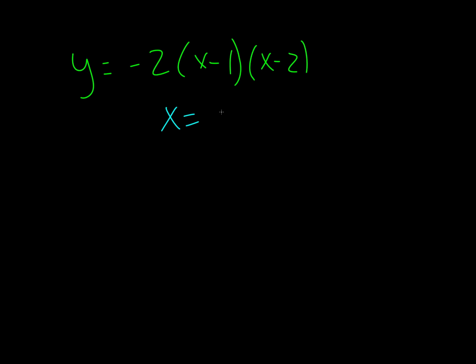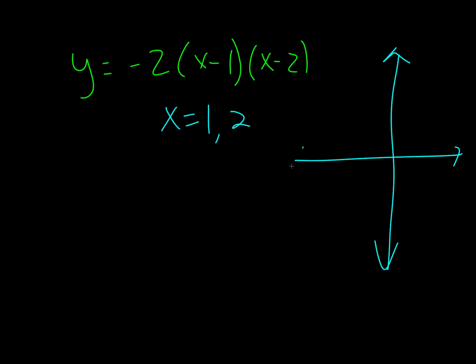Okay, we're going to try another one like that. So y equals negative 2 times quantity x minus 1 and times x minus 2. So the first thing, pull out the x-intercepts. So it's going to be 1 and 2. And so we go 1, 2. Now the axis of symmetry is going to be in between that. So it's going to be x is equal to 3/2 or 1.5.